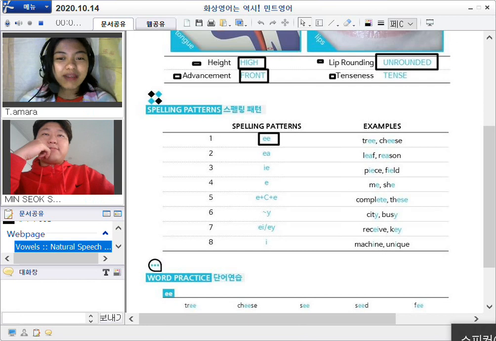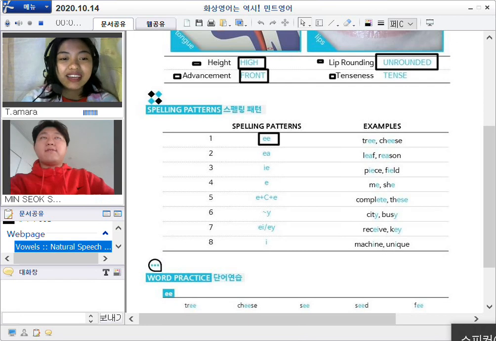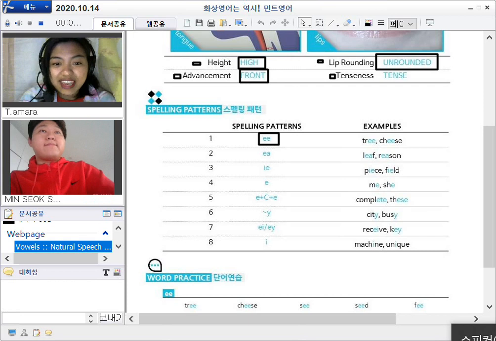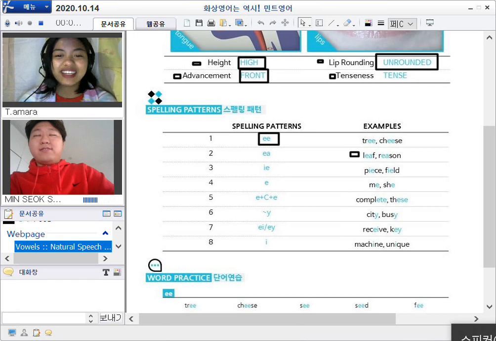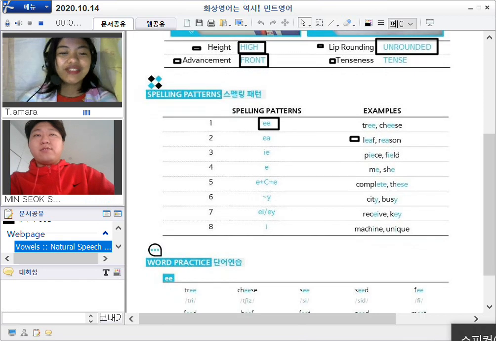And then for the second spelling pattern, EA. If the word has the letters EA in the middle, we can use this vowel sound. Could you please read the sample words? Leave, reason. Very good. And then also the third spelling pattern, for words that have IE.